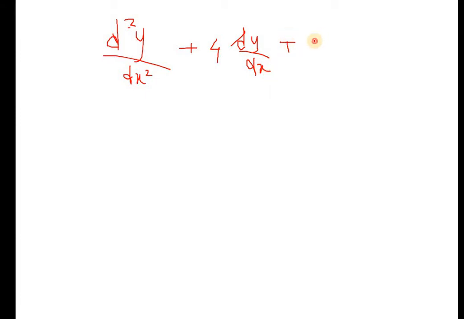So let us see one example. Suppose my differential equation is given as d2y by dx square plus 4 dy by dx plus 4y is equal to 0.